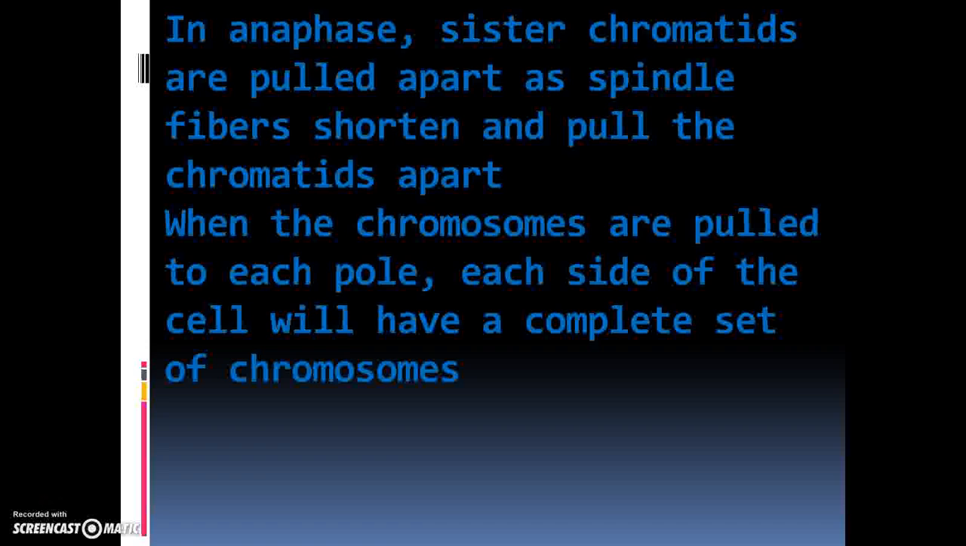So when we're done, after they've been pulled apart to each pole, each side of the cell will have its own set of chromosomes. So what gets a little bit complicated here is once they're pulled apart, once we pull those chromatids apart, we start calling them chromosomes again. And I know that gets a little crazy. So we have the chromosomes that we form during prophase, and then they pull apart, and they're still called chromosomes after anaphase.